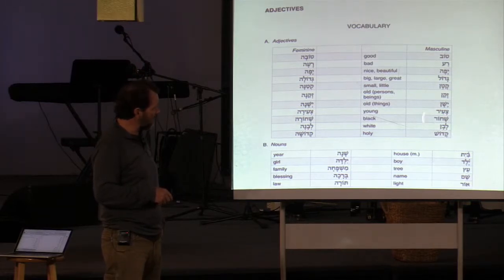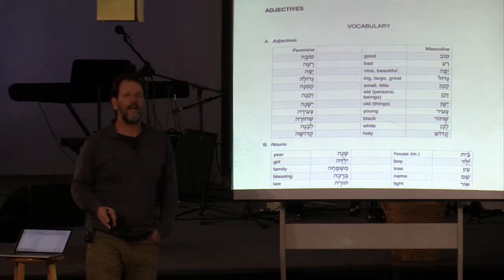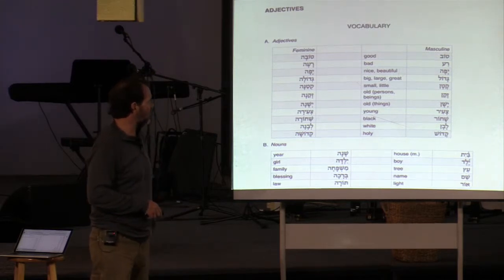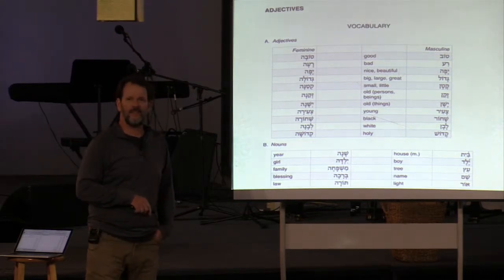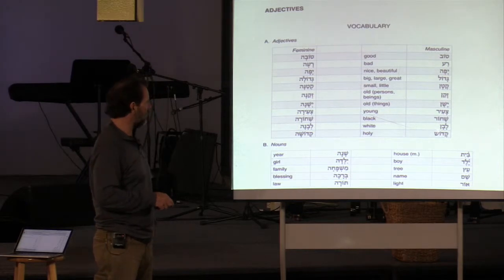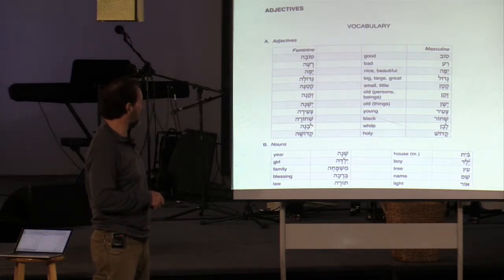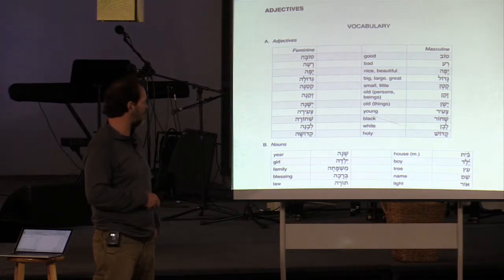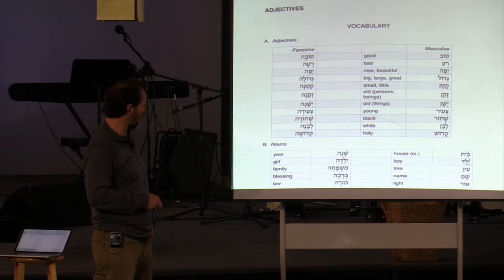Then you have the opposite of black here, Lavan, like Laban, okay? Just remember Laban, who was the uncle of Jacob. Lavan, spelled the same way, and Lavana, to make white feminine to match the noun. And then Gadosh for holy, and Gadosha.